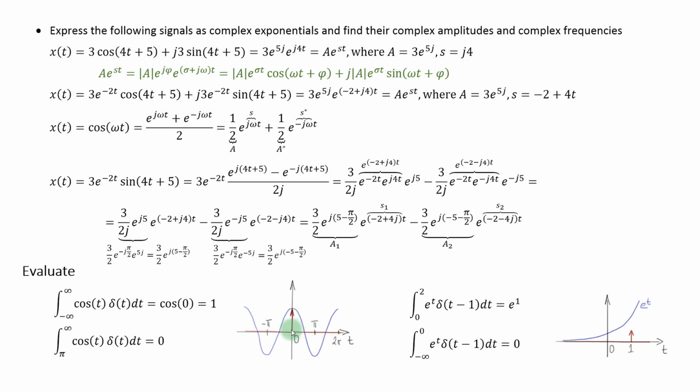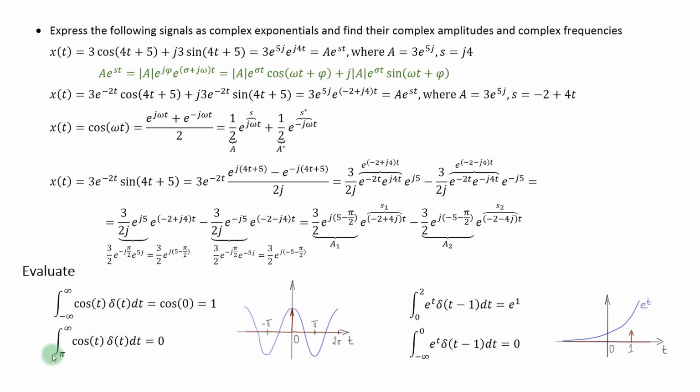Now, whatever is the value of the cosine for negative time and whatever is the value of the cosine for positive time, it does not matter because the Dirac delta function is 0 there. The only value that matters is the value of the cosine at time 0. That is where this Dirac delta function will sample this cosine. Thus, the result of this integral will be cosine at time 0, which is equal to 1.